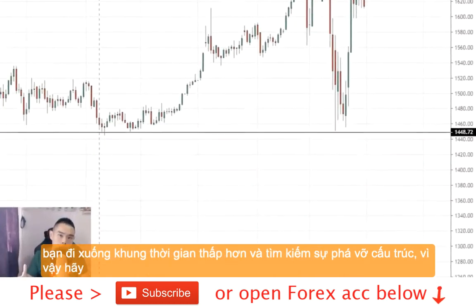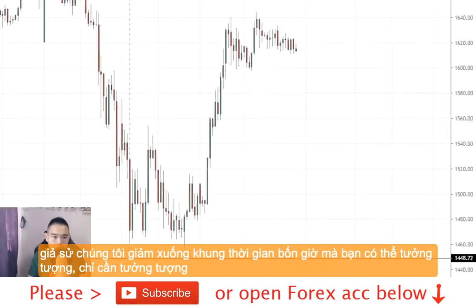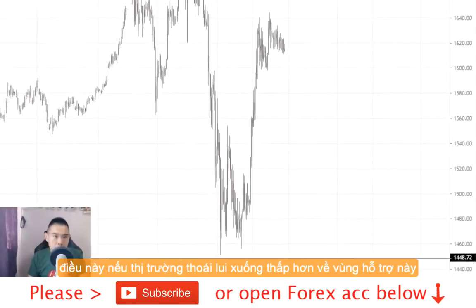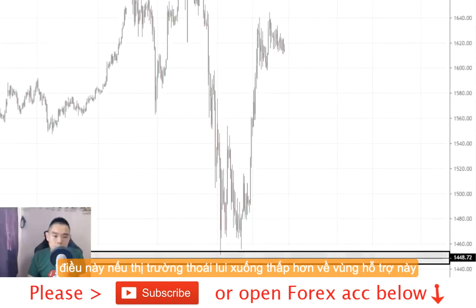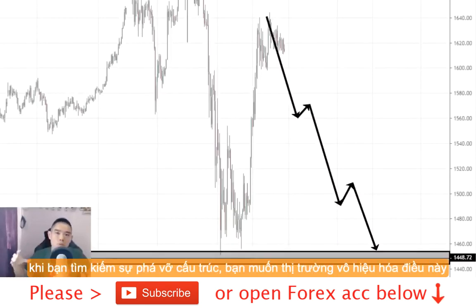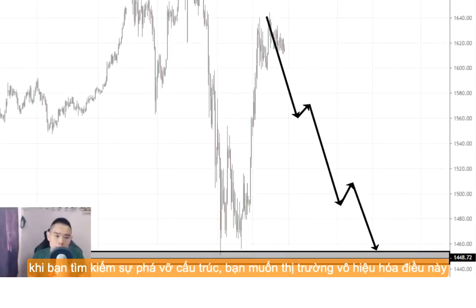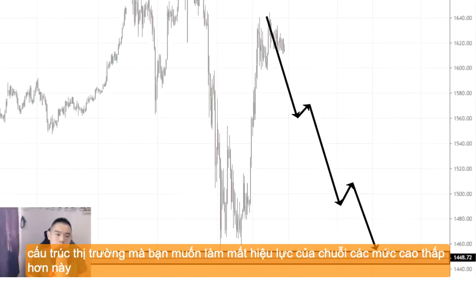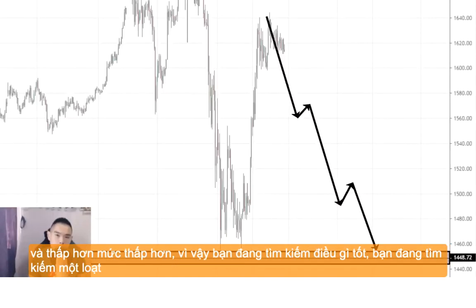So you go down to a lower time frame and look for a break of structure. So let's say we go down to the 4 hour time frame. Just imagine this. If the market were to retrace down lower to this area of support that we saw on the daily time frame, it would look something like this, a series of lower highs and lower lows. Probably something along those lines. So when you look for a break of structure, you want the market to invalidate this series of lower highs and lower lows.